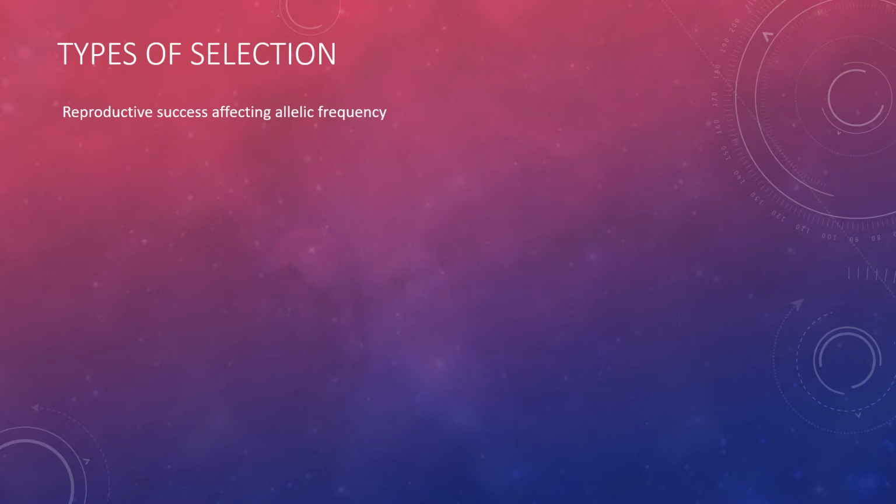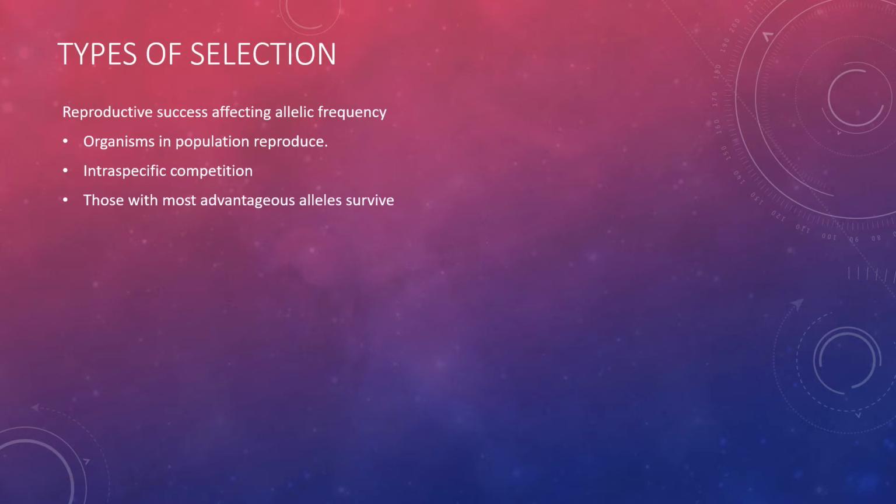Types of selection. Reproductive success affecting allelic frequencies. Organisms in a population produce offspring, and there's intraspecific competition between offspring to survive. Those with the most advantageous alleles survive, and they pass on their alleles when they reproduce. And over many generations, more individuals will have that same gene.